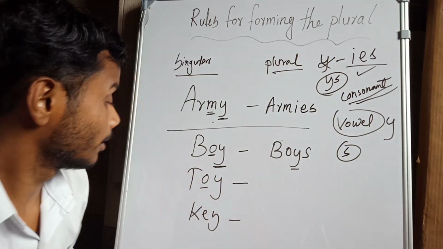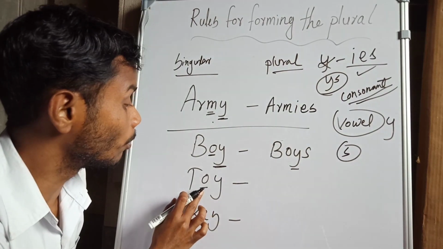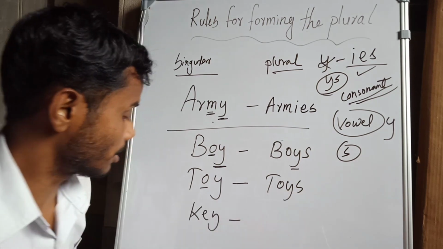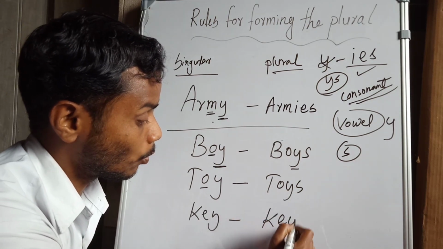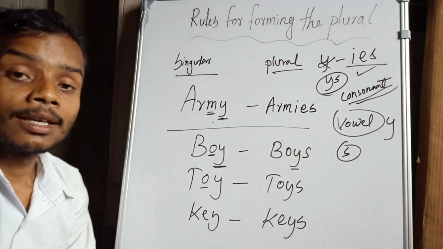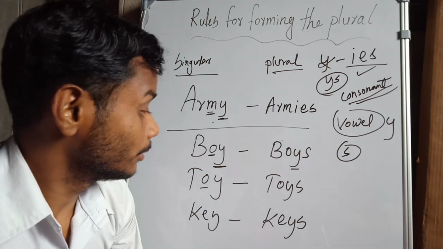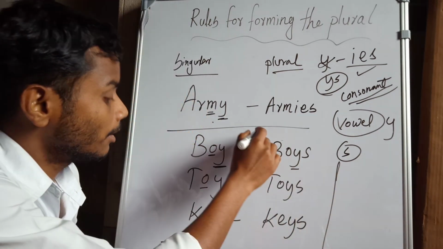Toy is there. So toy is there before Y. What is there? Vowel. O, vowel. Okay, just T-O-Y-S, toys. Key is there, K-E-Y-S, keys. Okay, so like that there are many nouns, but for example I have written these.